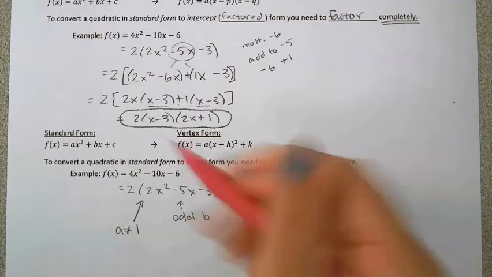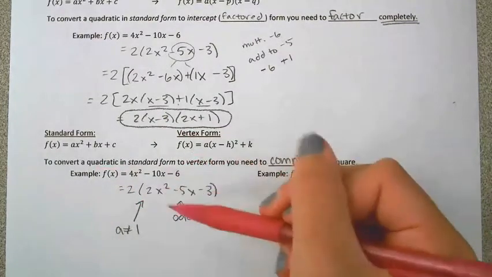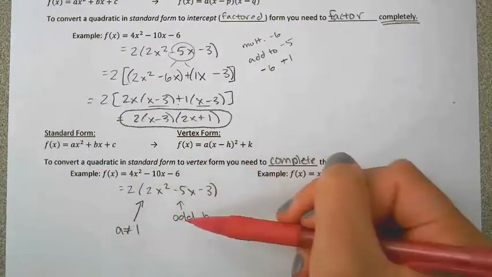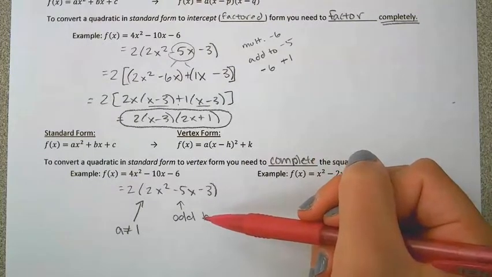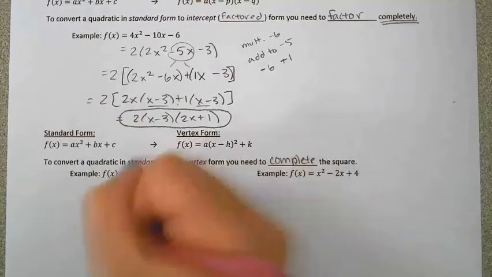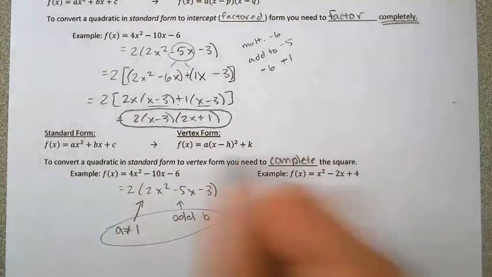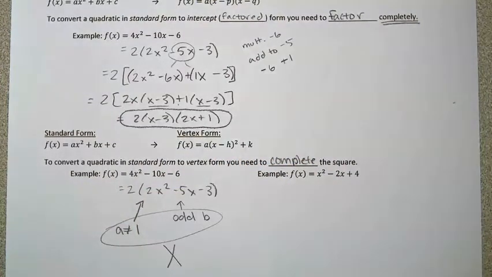It can be super helpful to be able to change different forms. In this scenario, when you have an a value not equal to 1 or even an odd b value, it can get really messy, and it's not actually going to be a super helpful thing to change it to vertex form. So here in these two scenarios, I would not bother completing the square. So I wouldn't give you a problem like that to change to vertex form.